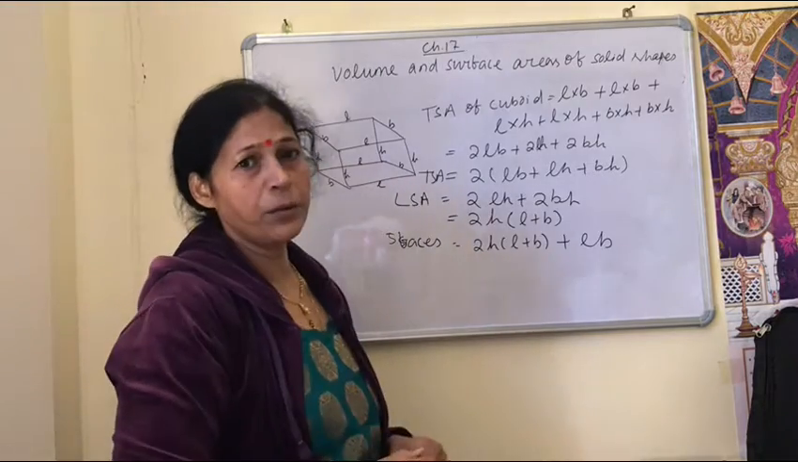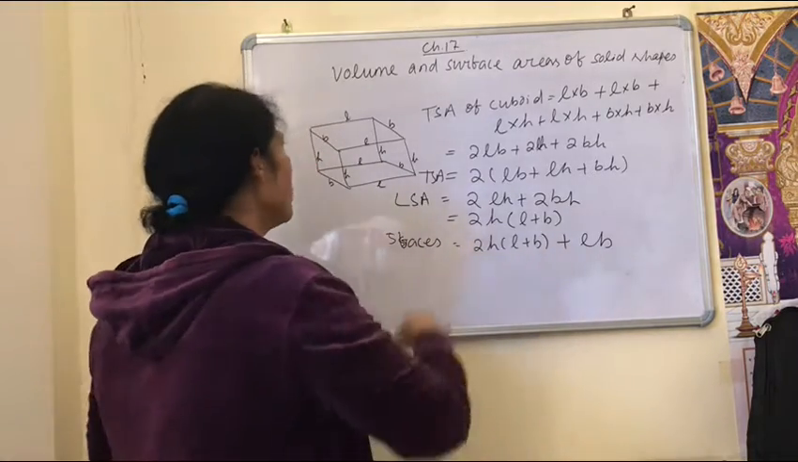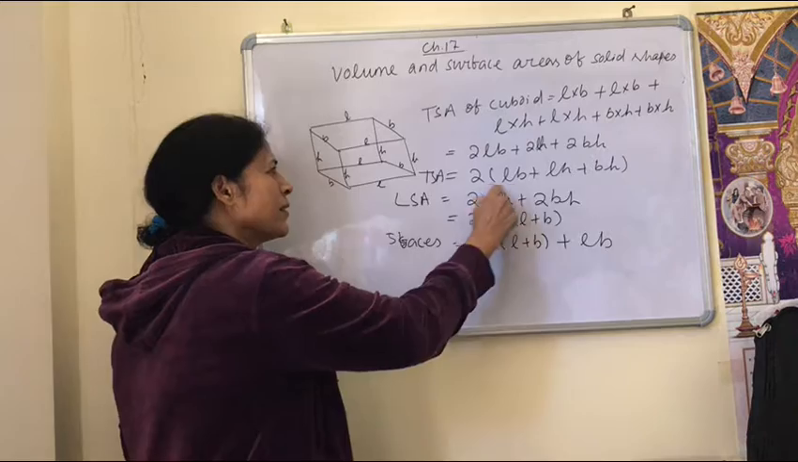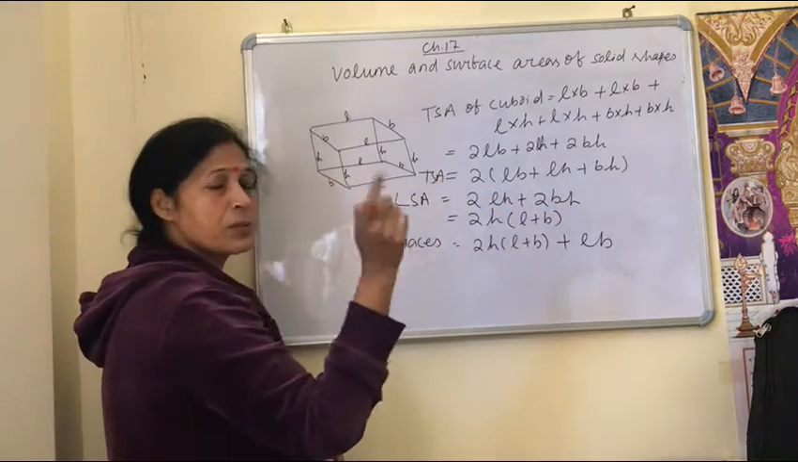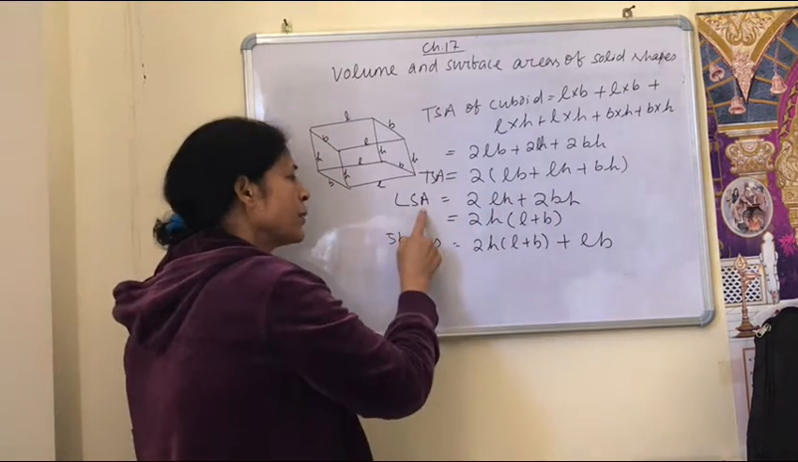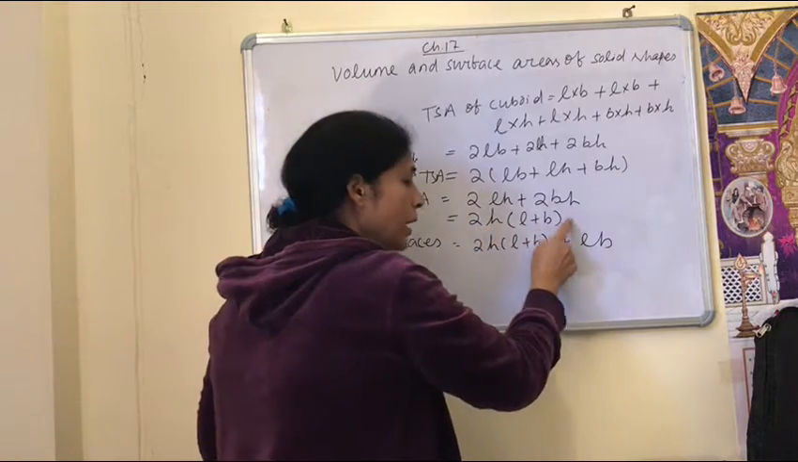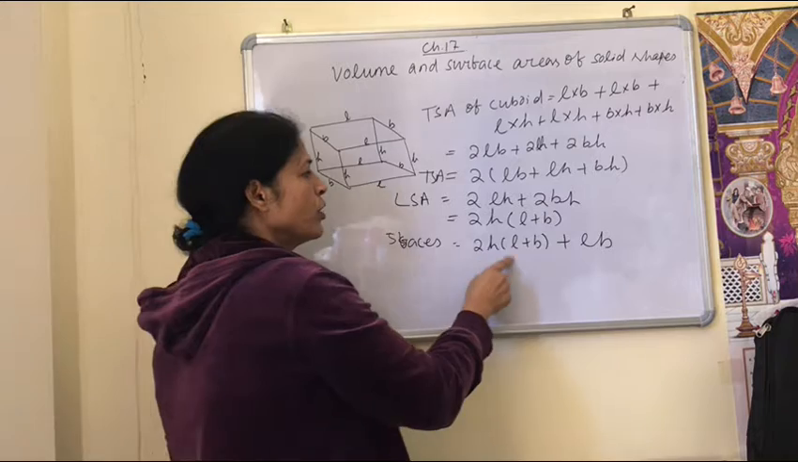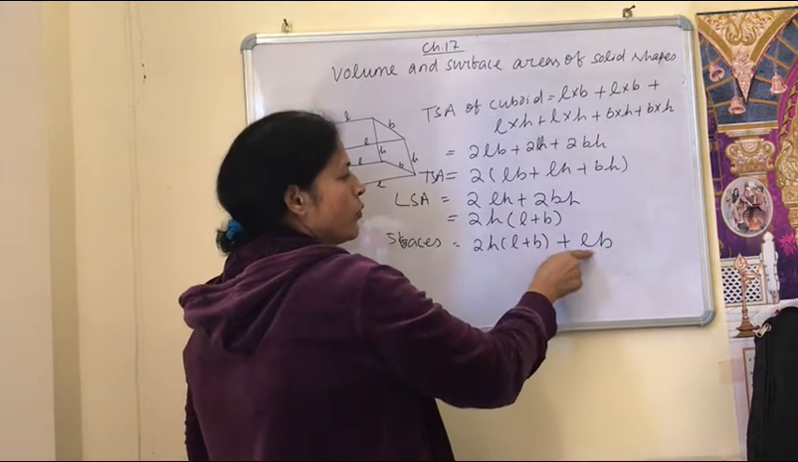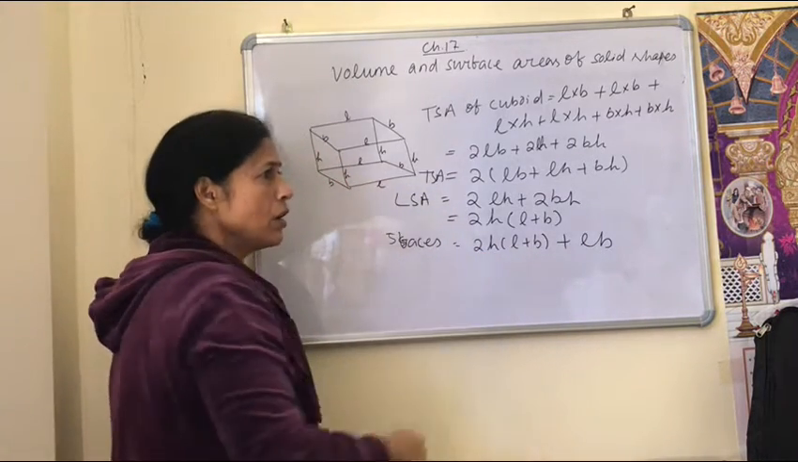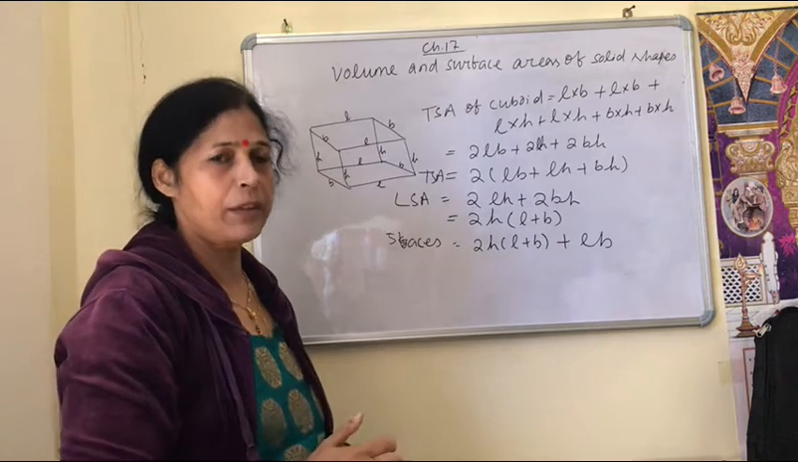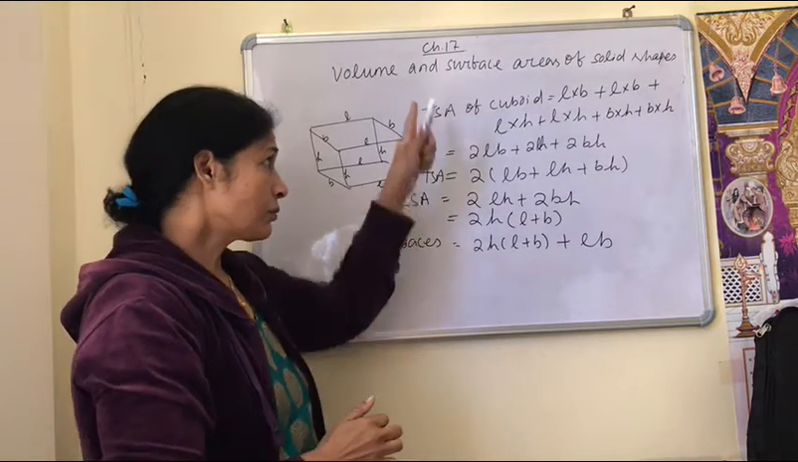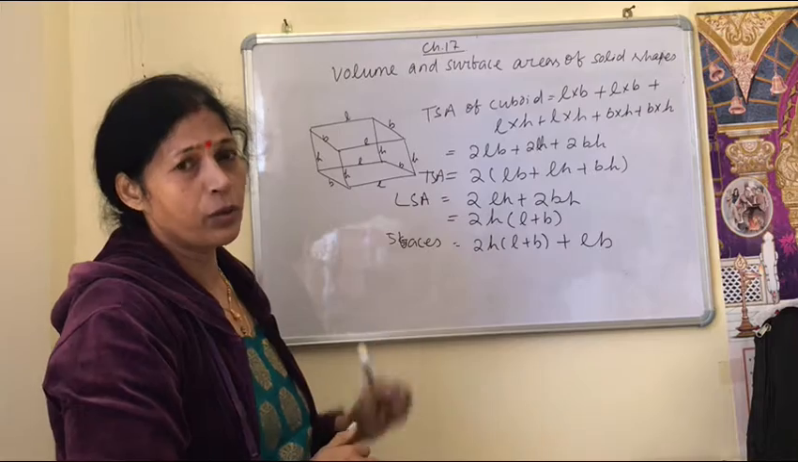Now these are the 3 formulas for the surface area of cuboid. Total surface area is 2 into (LB plus BH plus LH). Lateral surface area is 2 into H into (L plus B). And for 5 faces: this is your 4 faces and this is your 5th. So 2 into H into (L plus B) plus LB. This is the 5 faces of the cuboid.